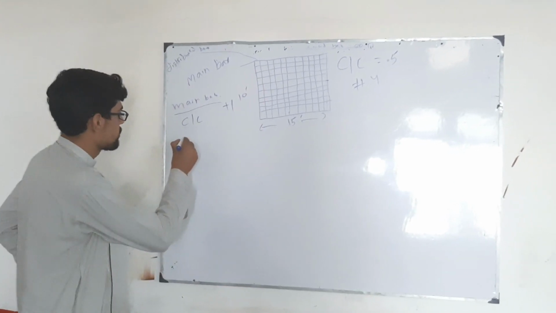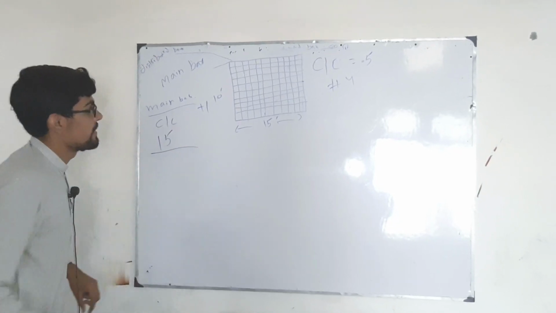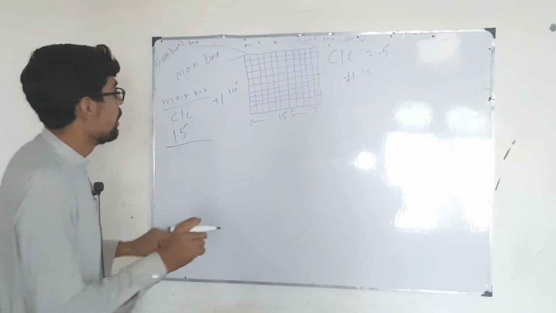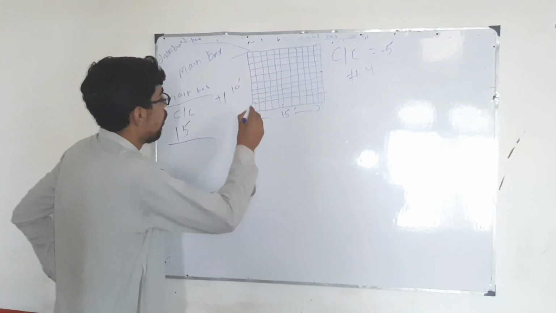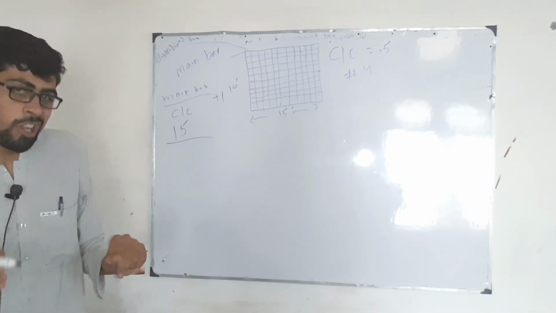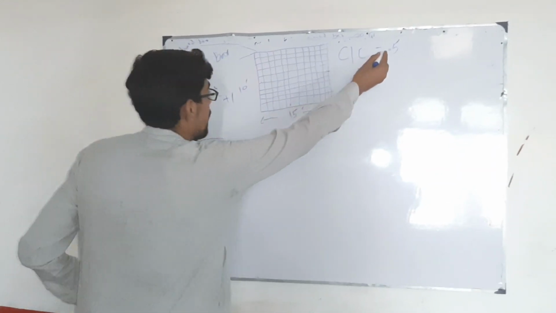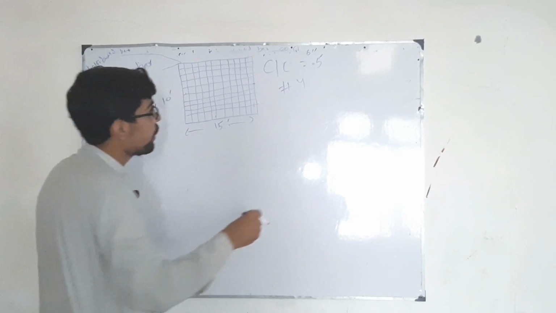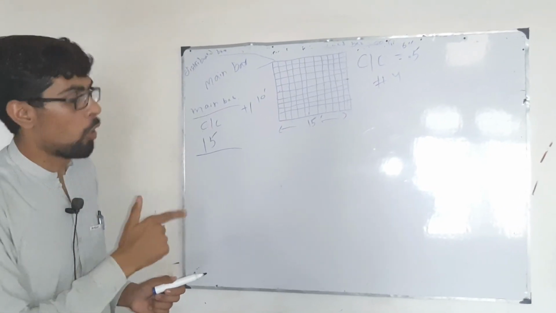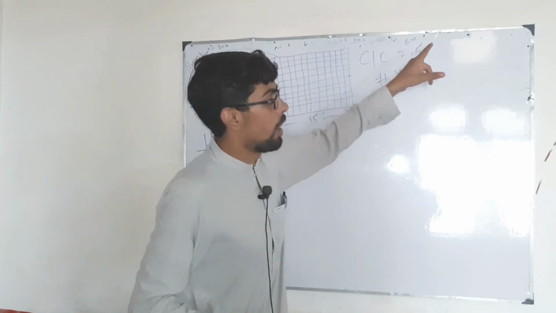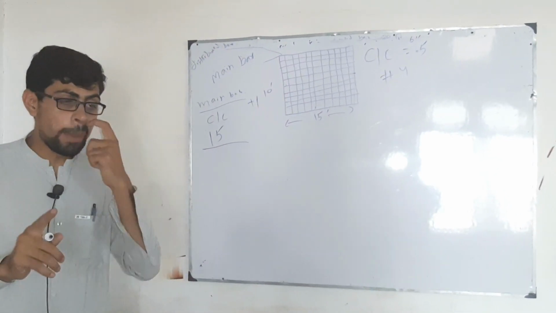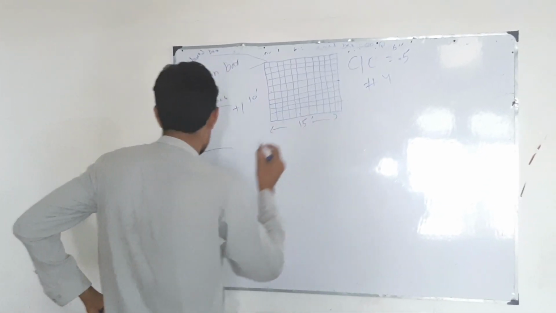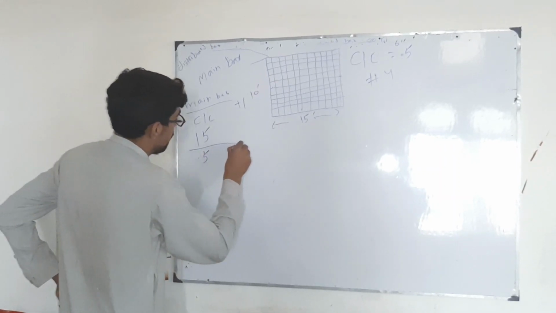Let me write down 15 divided by center to center. Center to center means the distance from here to here, or from here to there. Here it is 6 inches. If we convert that to feet, it makes 0.5, because we divide 6 by 12, as a foot has 12 inches. Then plus 1.